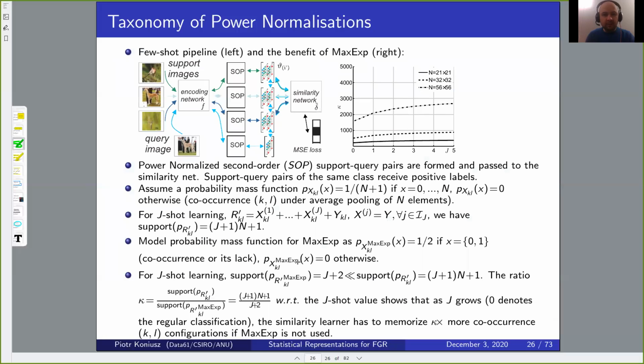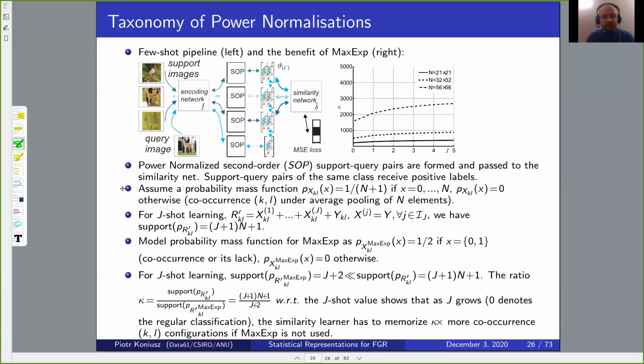Okay, so now I just wanted to very quickly talk a little bit about second order pooling and power normalization in few shot learning. We worked on this interesting pipeline where we have several support images and a query, and we pass them via encoding network F. We form second order pooling descriptors. Then we concatenate descriptors of support images with the query. We apply power normalization. We pass it through a similarity network.